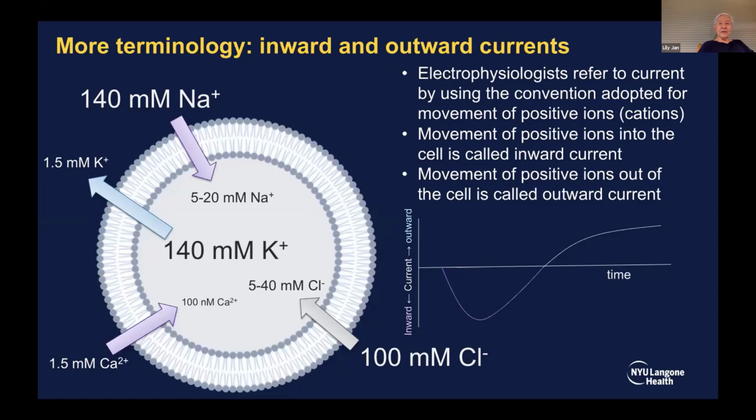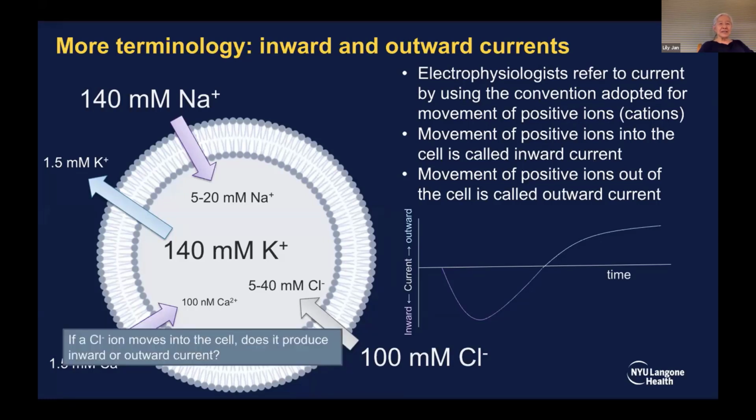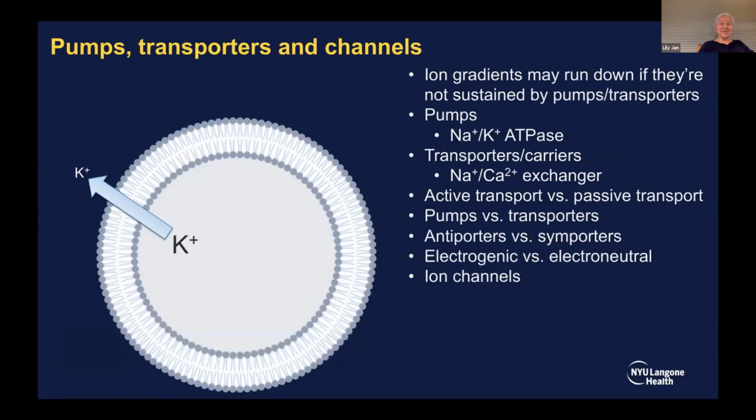So what about the case of chloride ions moving across the cell? For chloride ions moving into the cell, we call that the current generated by the inward flux of chloride ions an outward current. So that's the convention. I think these are the things that trip everybody up. Those are the jargons that we live by somehow.